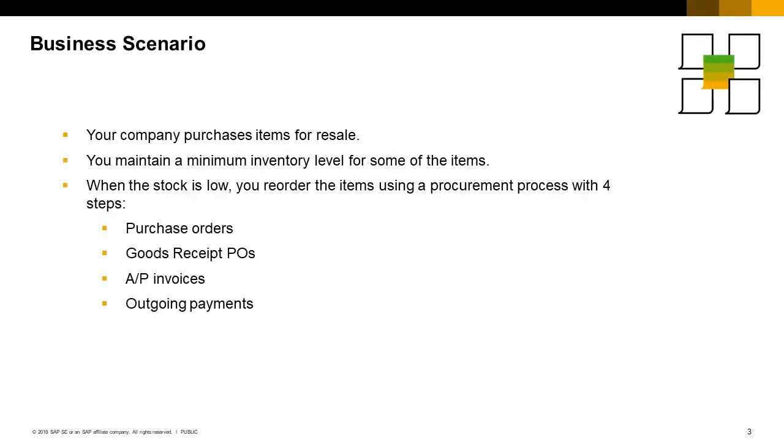In our business example, we ask you to imagine that your company purchases items for resale. You maintain a minimum inventory level for some of these items, such as printers. When the stock is low on those items, you reorder the items using a procurement process with 4 steps: purchase orders, goods receipt POs, AP invoices, and outgoing payments to the vendor.